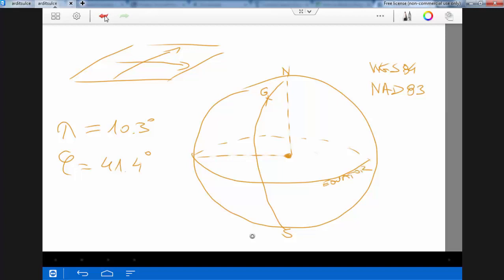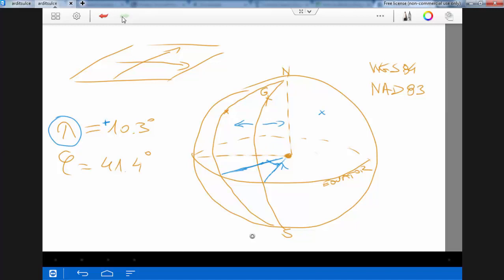Now let's see how we would describe a point somewhere in the US. Let's say here. The longitude of this point is the angle between the reference meridian and the meridian that passes through that point. That's what longitude is. Now, if the point is east of the reference meridian, the longitude will be positive. If it is west of the meridian, it will be negative.